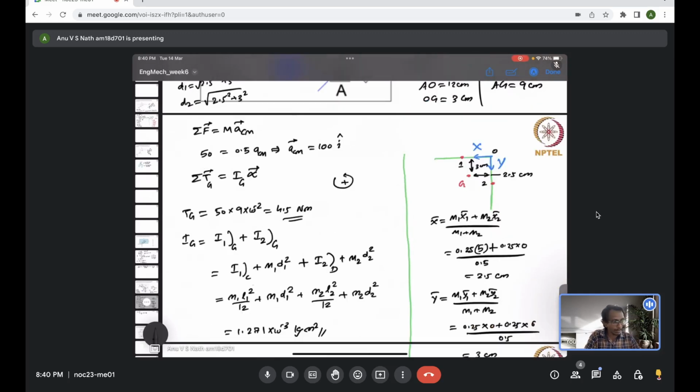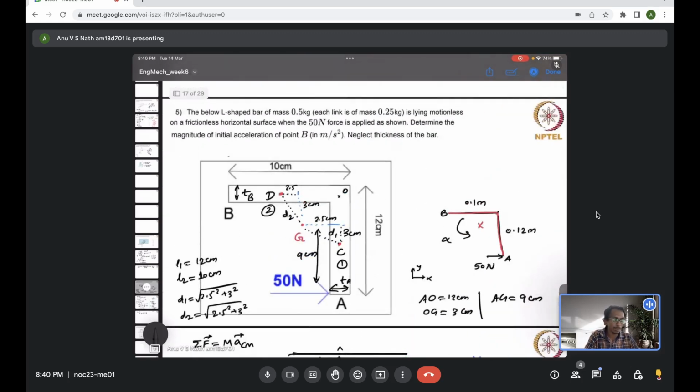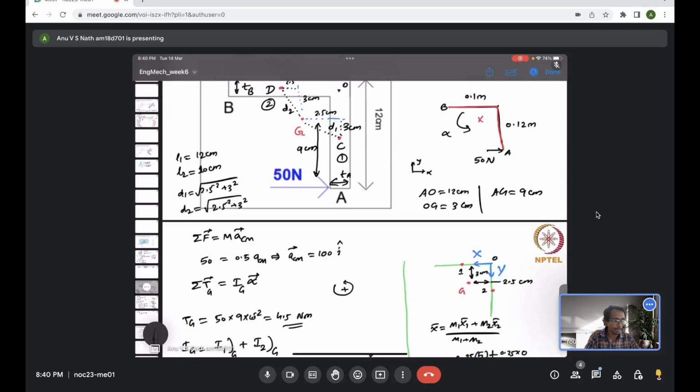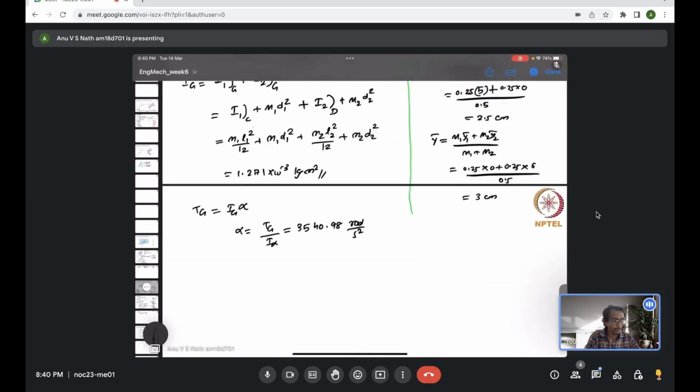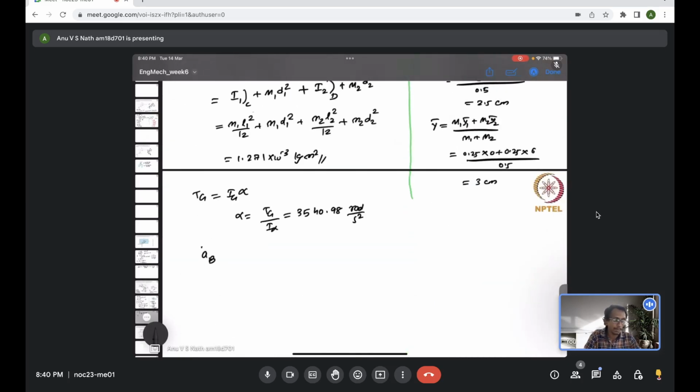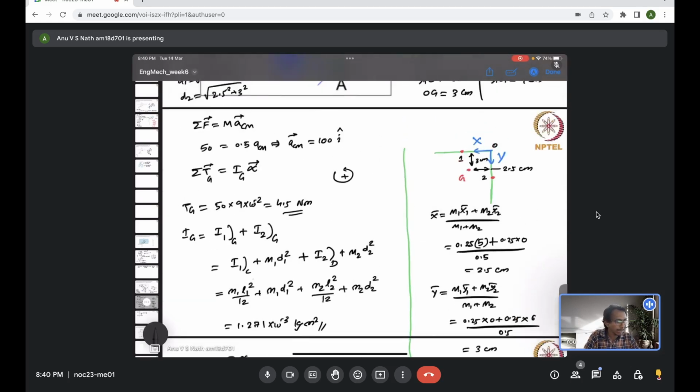Now our objective is to find the acceleration of point B. So we already know one of the components will come from the acceleration of the center of mass, because B is also moving with it. So I will write the kinematic expression. Acceleration of B is acceleration of the center of mass plus acceleration of B with respect to the center of mass G. Now acceleration of G we already know.